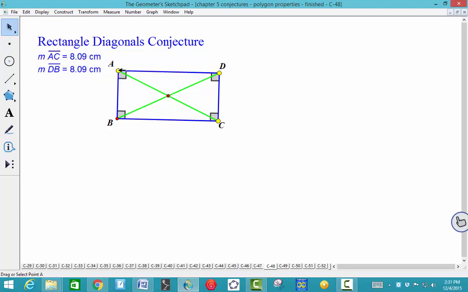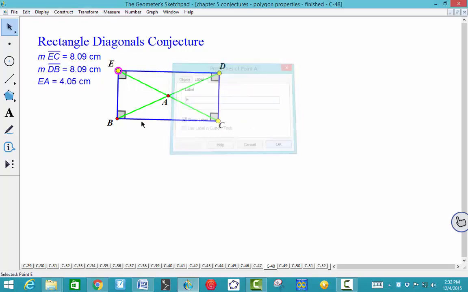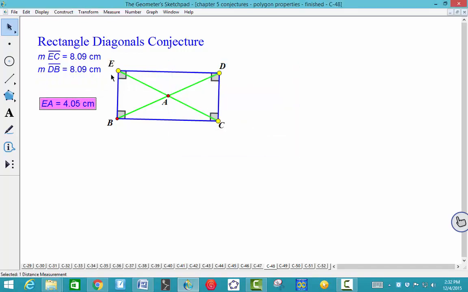So we're going to show the distance from A to the intersection, and if I measure that distance, let's again do the same thing. Let's double click on A and change that to E. Okay, so the distance from E to A is congruent to the distance from C to A. So just C to A is highlighted, measure the distance. And then I'm also going to show that the distance from B to A is congruent to the distance from D to A.